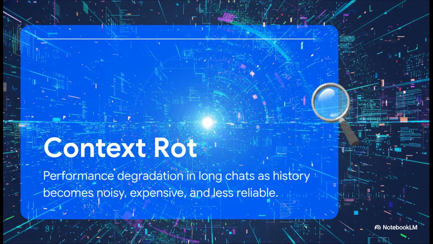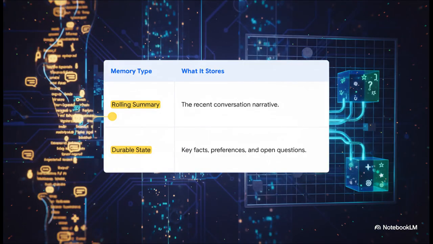So as you talk to an agent for longer and longer, you run into this problem called context rot. Basically, the chat history gets bloated, it gets filled with noisy, irrelevant stuff, and it gets super expensive to send back to the model every single time. The performance just starts to degrade. Shoving the entire chat history in on every turn, it just doesn't work long term. So how do we solve this?